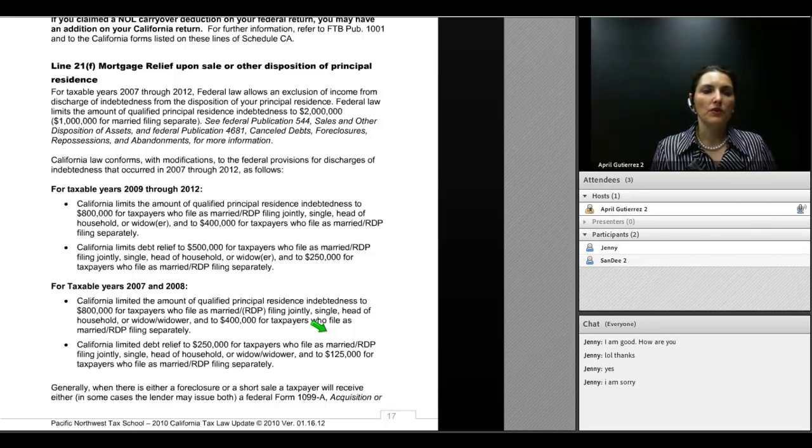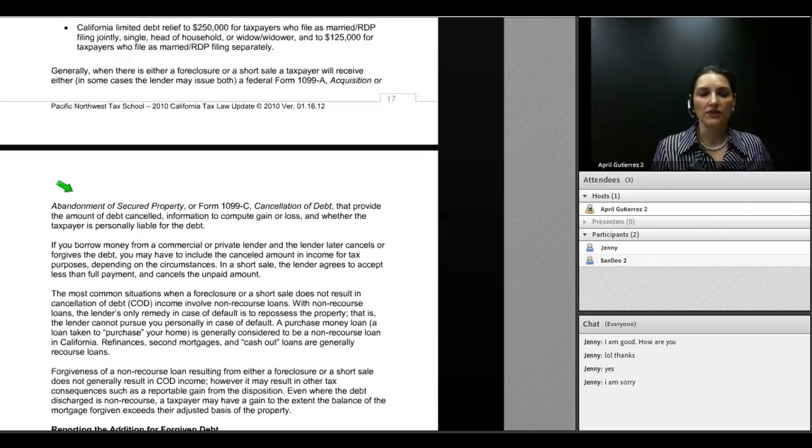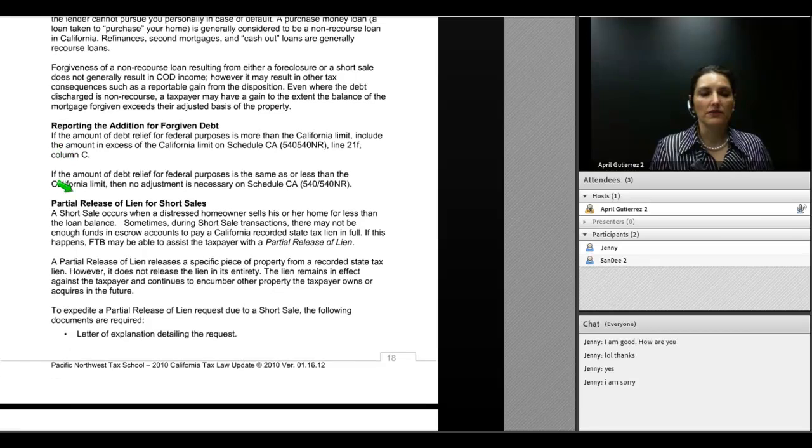So what this means is if you were allowed to exclude canceled debt from the discharge of indebtedness on the sale of your principal residence at the federal level, and if the selling price of the property was high enough that the amount of indebtedness discharged is over $800,000, there's going to be some limits applied to you. And we talk about that all the way through here until we get down to this part at the bottom of page 18. California does have a provision in place that it is using to try and help distressed homeowners, and it has to do with short sales.